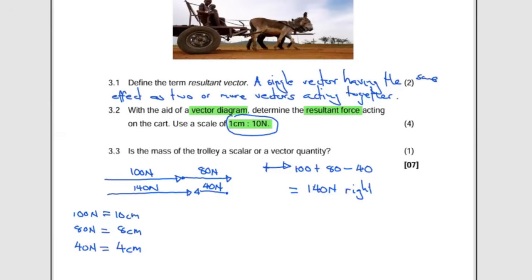And then the resultant there, we got a value of 140 newtons. Therefore, it means our line has to be 14 centimeters according to the scale that says 1 centimeter is to how many newtons? Is to 10 newtons, like that, right? So this is what you're going to have there in terms of this, right? Then to proceed to the next question.